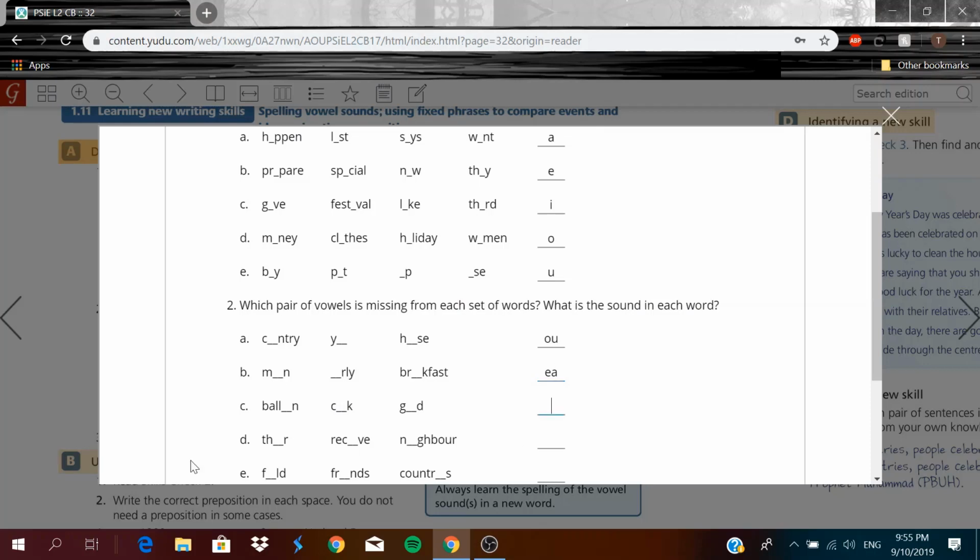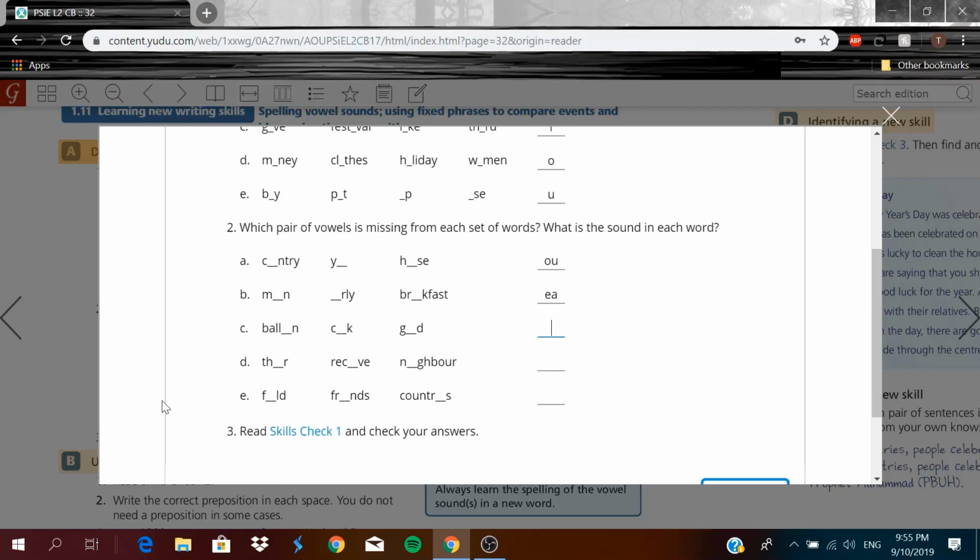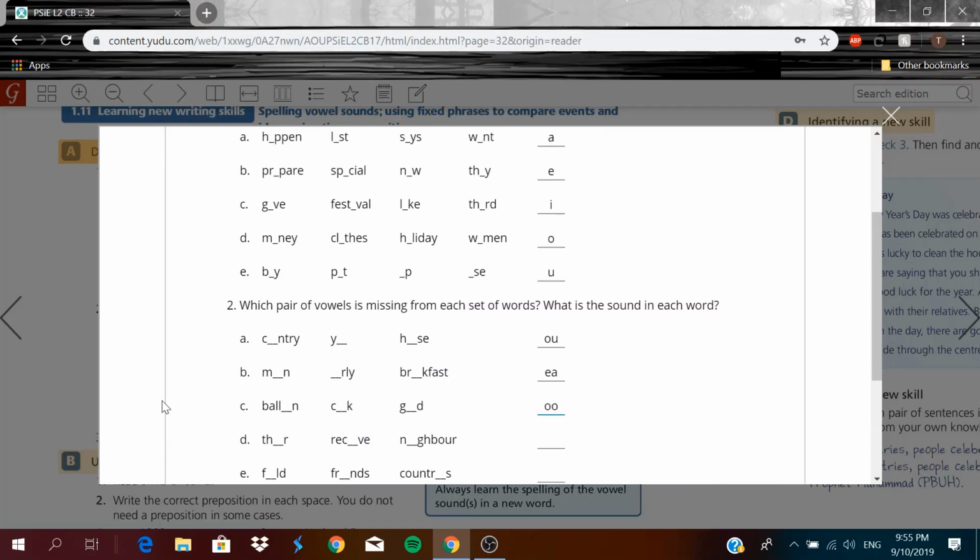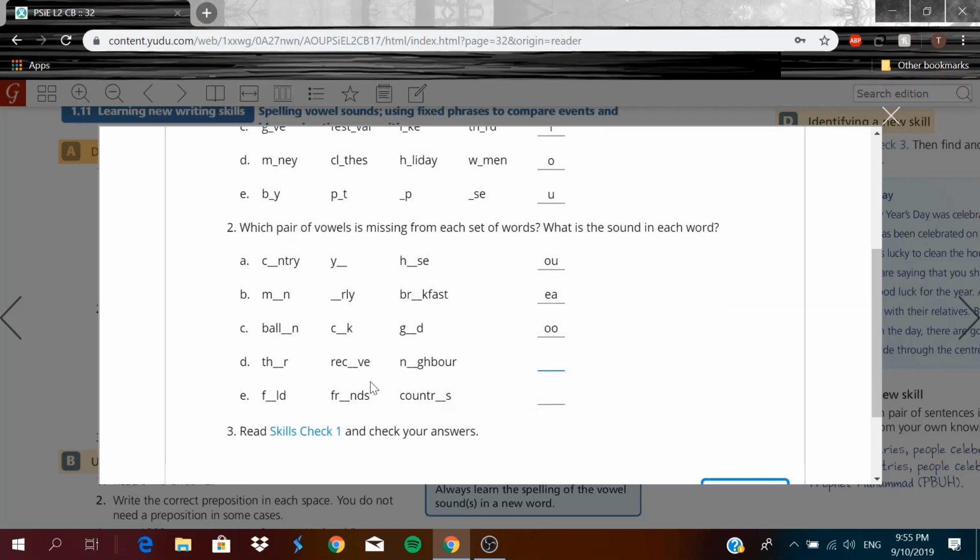Now let's go to C. We'll use double O. So balloon, cook, good. So balloon and good sound nothing alike. But again, like I said, same vowels or pair of vowels, but different pronunciation. Then we have D, E and I. So there, receive, neighbor. So there, receive, and neighbor. And finally we have E.